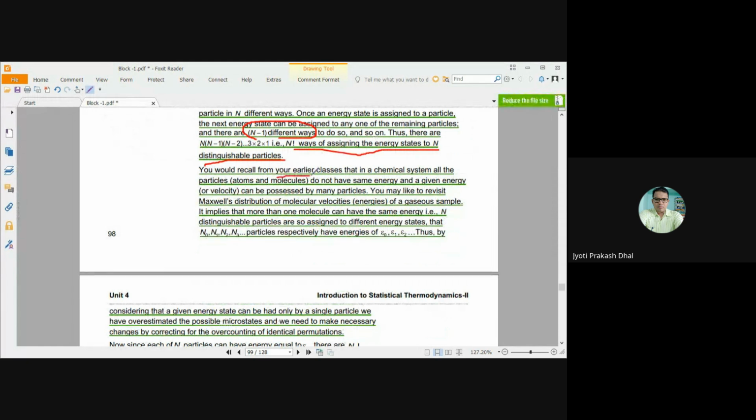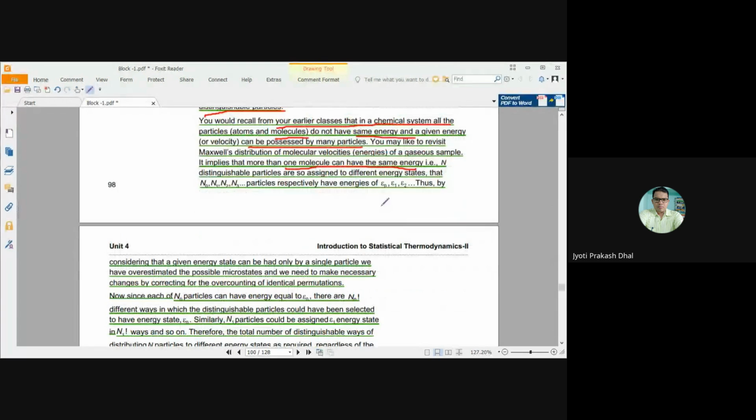You'll recall from your earlier classes that in chemical systems, all the particles, that means atoms and molecules, do not have the same energy level, and a given energy state can be possessed by many particles. All the atoms and molecules do not possess the same energy level, but at a given energy level, many atoms and molecules will be present. You may like to revisit Maxwell's distribution of molecular velocity that we studied in the gaseous state. It implies that more than one molecule can have the same energy.